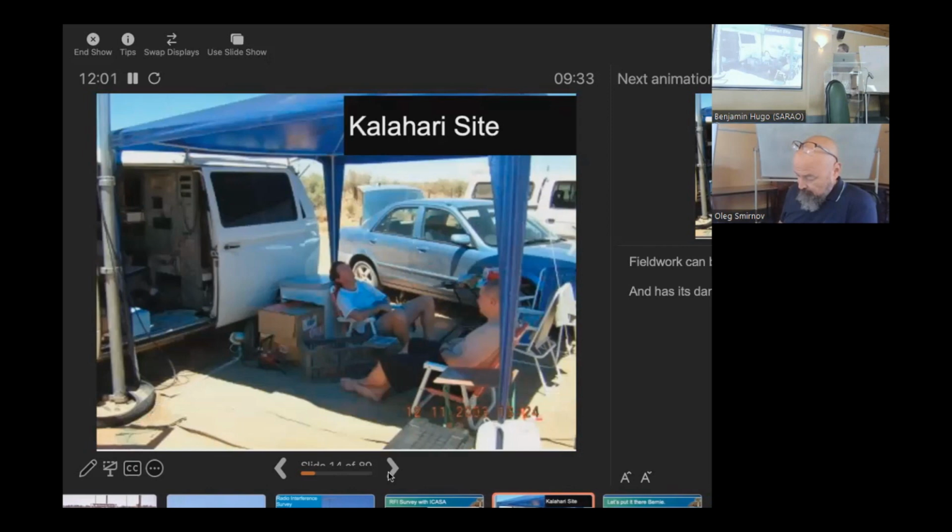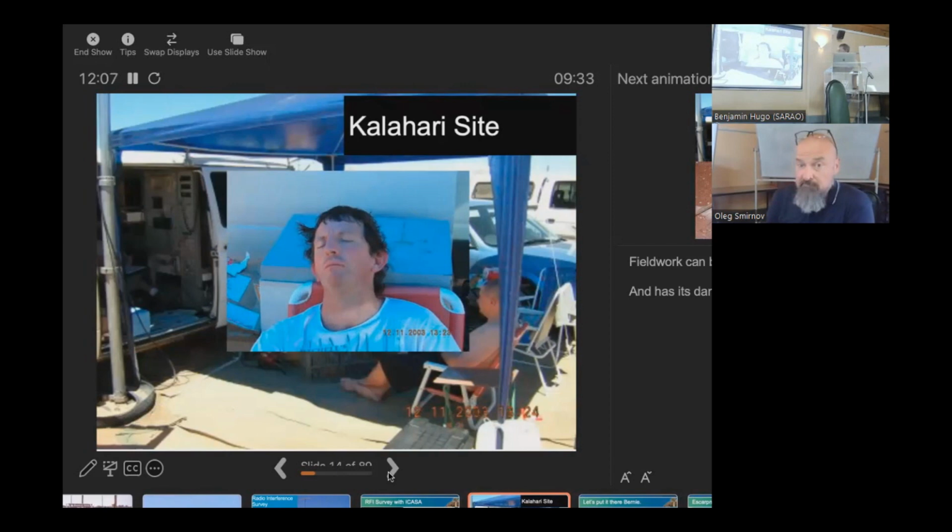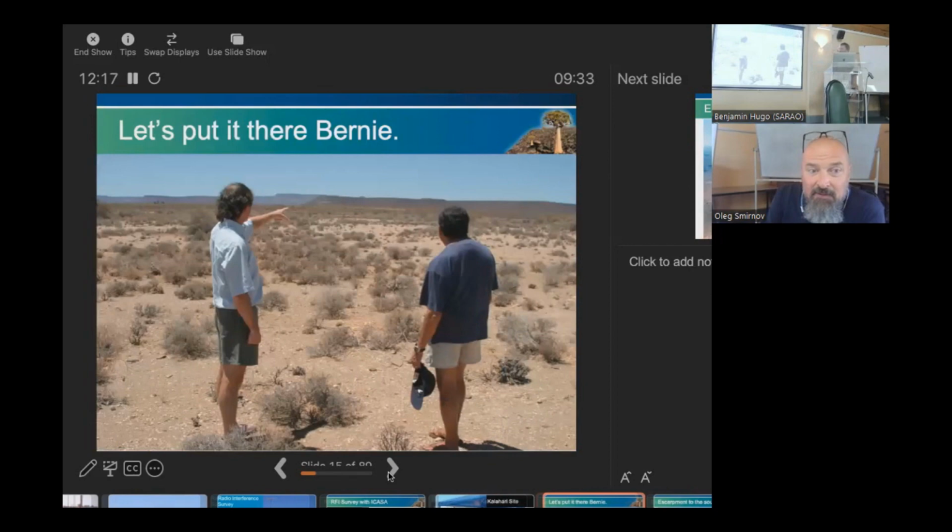And you can see it's quite arduous sometimes. One of us slept a lot. This was actually my birthday in 2003 that we were out in the bush. Had to deal with other things other than RFI. And eventually we decided on a site.